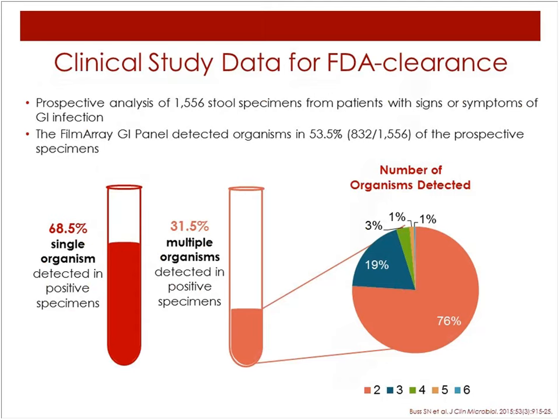The GI panel picked up an organism in 53.5% of all of the samples that were tested. Out of these positive samples, 68.5% were detected with a single organism, and polymicrobial detection was identified in 31.5% of the cases. The majority of these co-infection detections consisted of two targets, but there were some that picked up up to six targets in one sample.